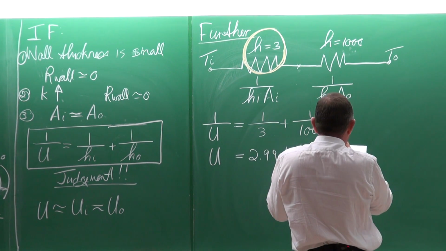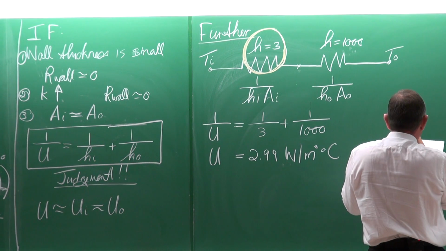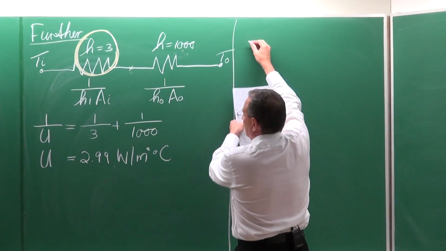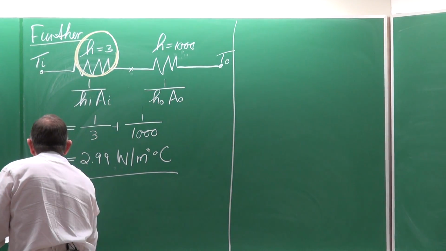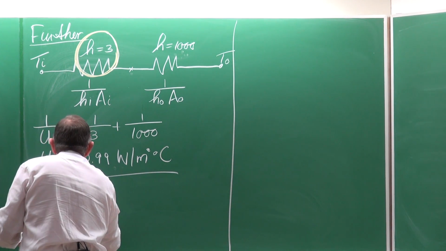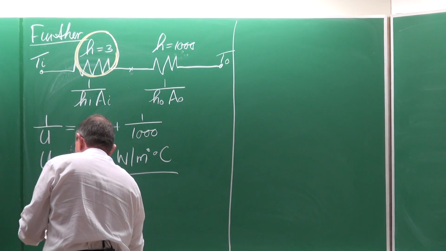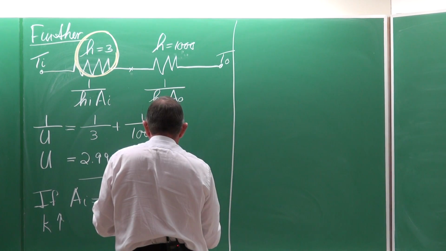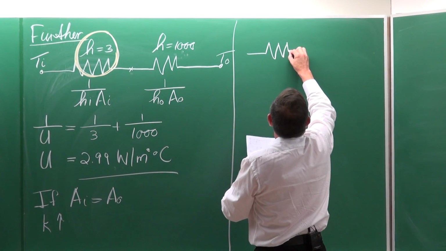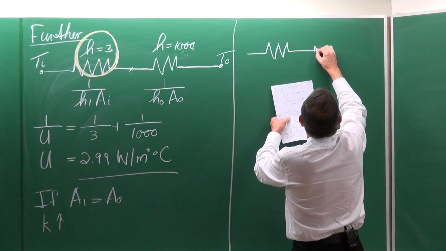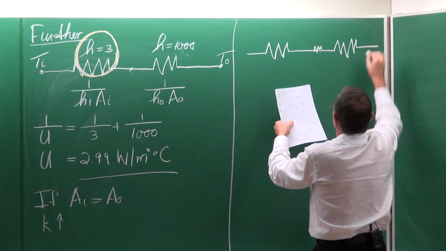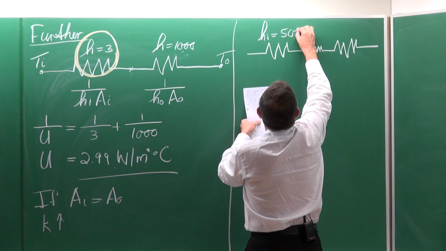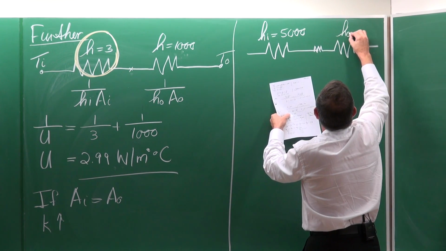Let's look at the case where we now have the opposite, and that is, again, if the inside area is approximately equal to the outside area, and again K is very high, and we have the case of a heat exchanger, something like that. The heat transfer coefficient on the inside is 5,000. The heat transfer coefficient on the outside is 10.